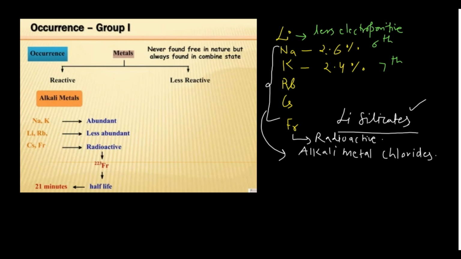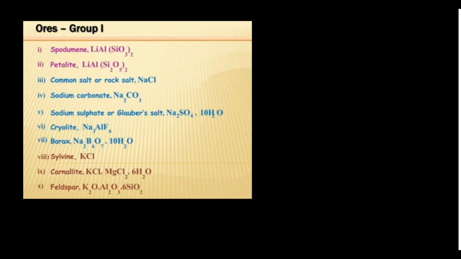As for sodium and potassium, I already told you. Lithium and rubidium are less abundant. Cesium and francium, more specifically francium, is basically a radioactive material, and it decays like that, and its half-life is only 21 minutes. So this is the occurrence which you should know. Now moving to the next slide: ores. What kind of ores are present in nature?